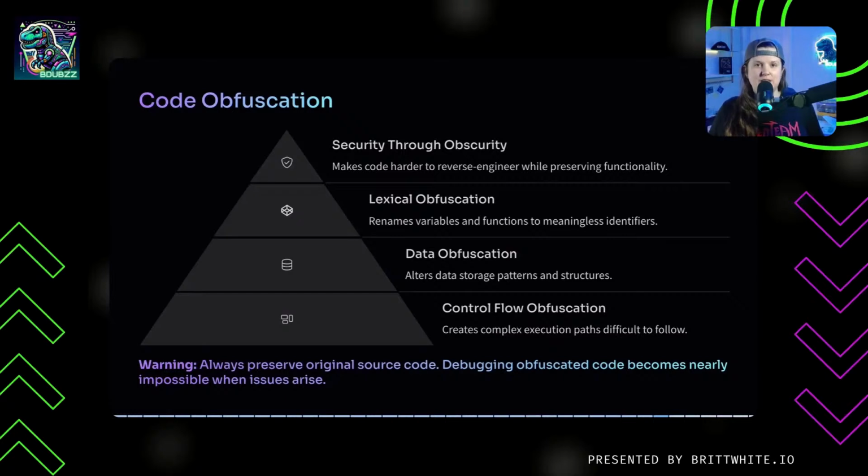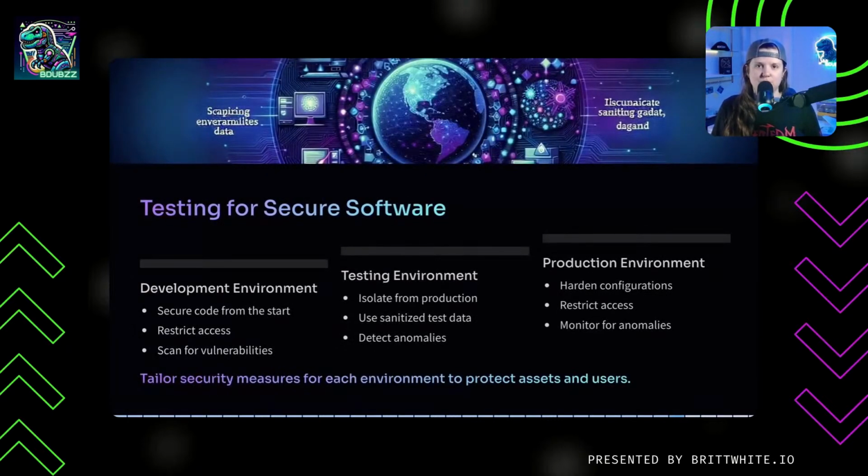Though effective as a security measure, always preserve the original source code. Debugging obfuscated code can be extremely difficult when any issues occur. Now let's explore the different environments and their security controls. This is important information. So first is the development environment, where code comes to life.